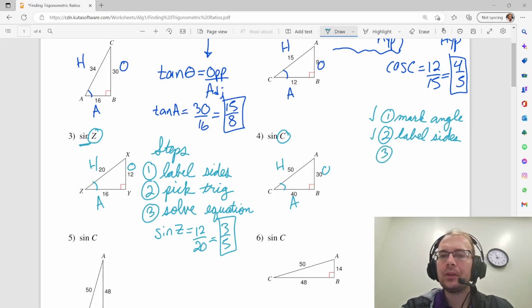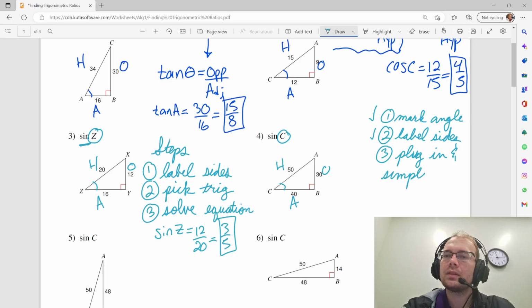And then basically step 3 is once you've labeled your sides, you just set up your equation. You don't really need to pick the trig, step 2, because it's kind of already picked for you. But like I said, the 3 steps, label, pick, solve, they work on everything. They're just not fine-tuned for this specific kind of thing. So mark the angle, label the sides, and then we simplify or plug in the numbers, basically. So plug in and simplify, I would say. Plug in and simplify.